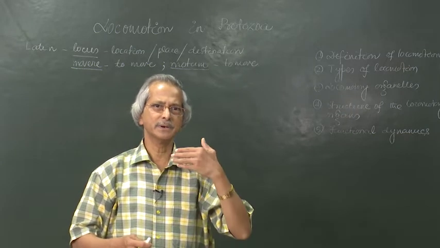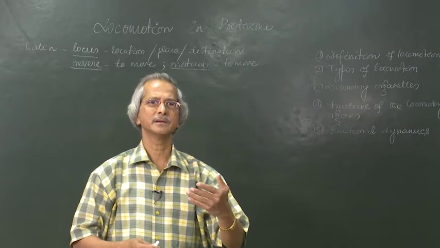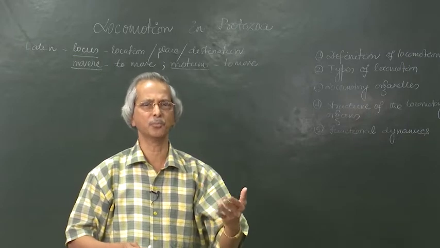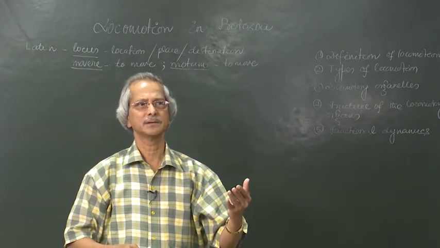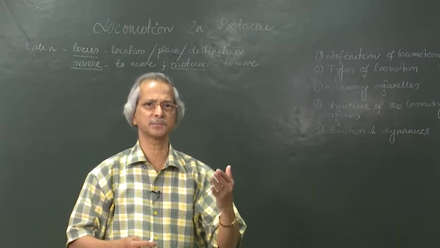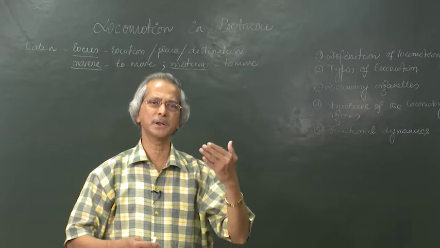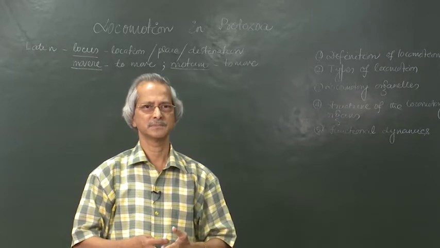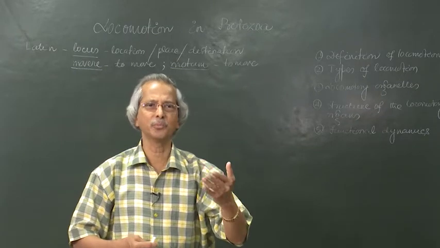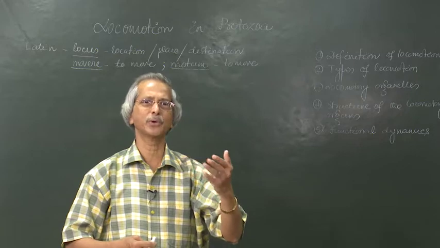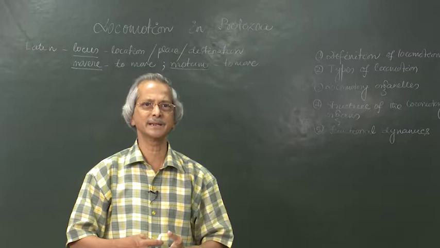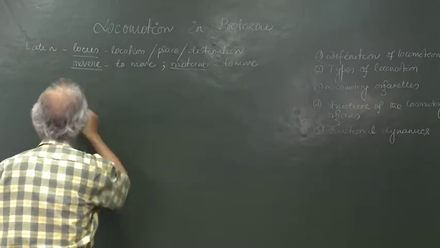Therefore, I am defining once again for convenient remembering: locomotion is defined as a process of movement from one place to another through a particular medium. I repeat, locomotion is defined as a process of movement from one place to another through a particular medium. So, this is exactly the definition of movement. Now, when we talk of movement, you will also find one more peculiar feature in certain specific animals in the animal kingdom. That particular aspect is migration.